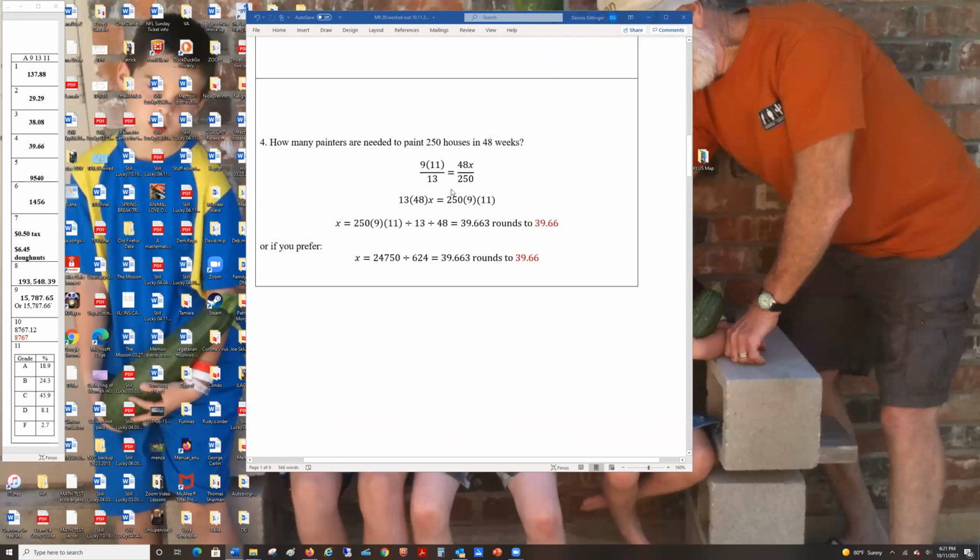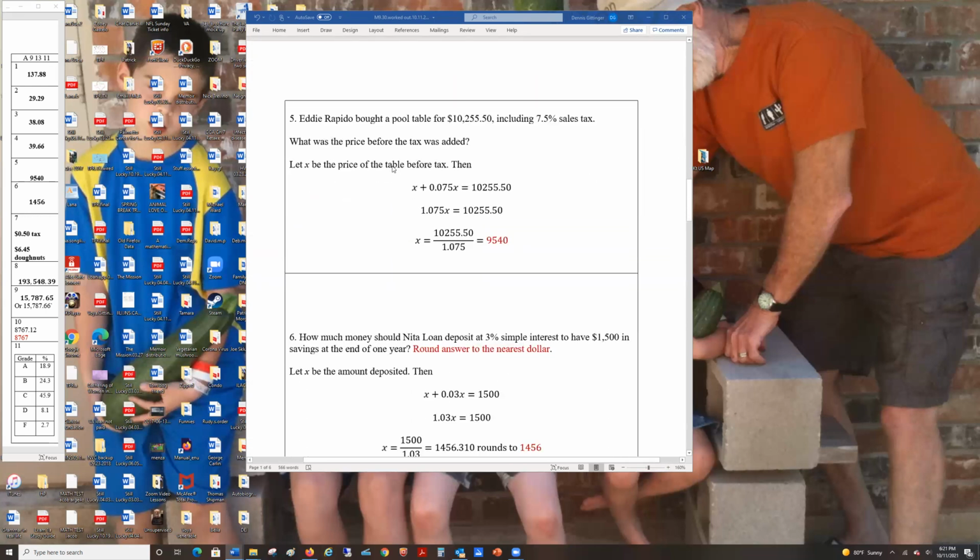Number 4, how many painters? I've got 250 houses in 48 weeks. So worker time, X painters times 48 weeks, 48X. Again, 9 times 11 over 13 must equal 48X over 250. Cross multiply, 13 times 48X must equal 250 times 9 times 11. So X must be 250 times 9 times 11 divided by 13 and then divided by 48, or you can write out those calculations and divide it by whatever they turn out to be. In this case, 13 times 48 is going to be 624, and 250 times 9 times 11 will be 24,750.